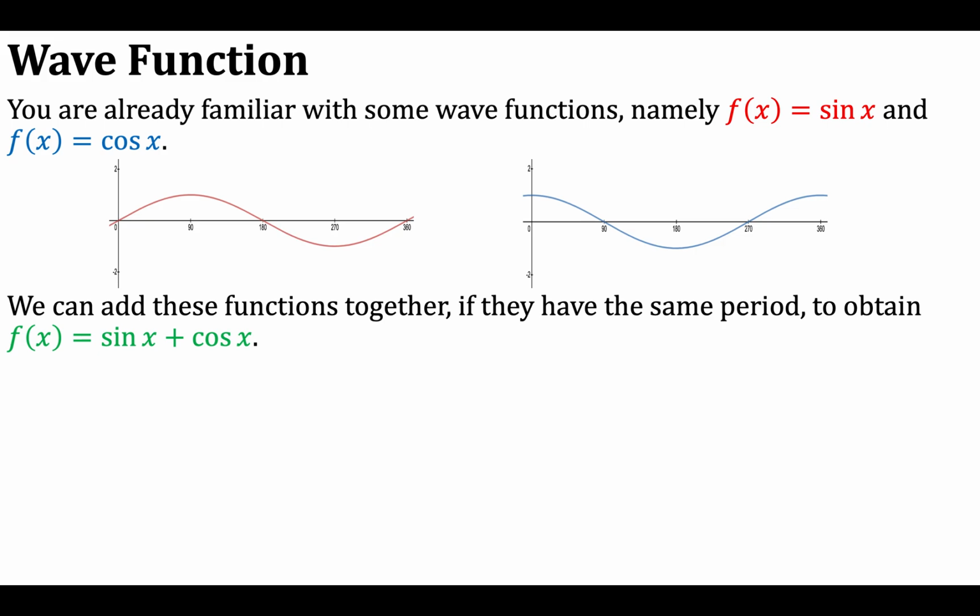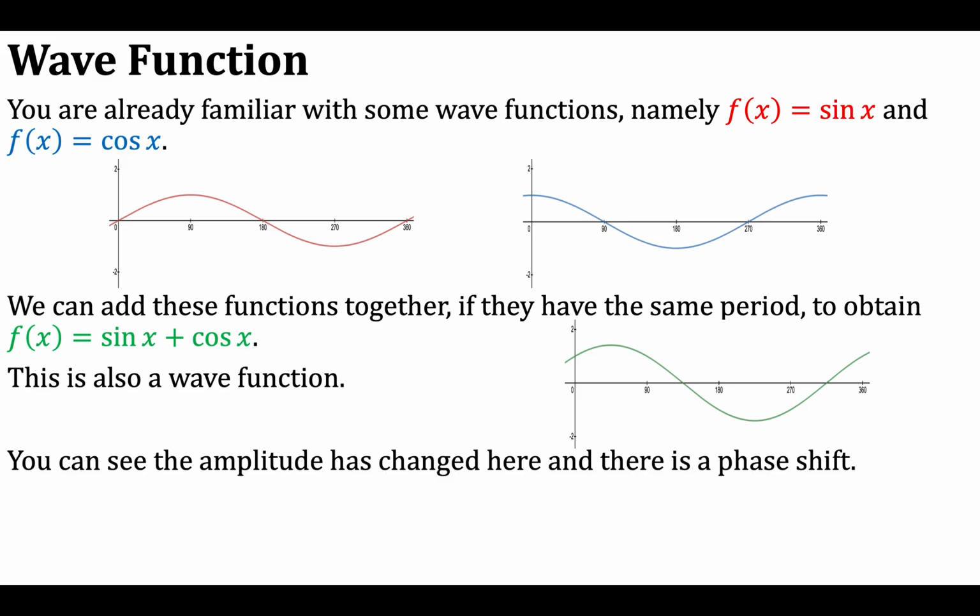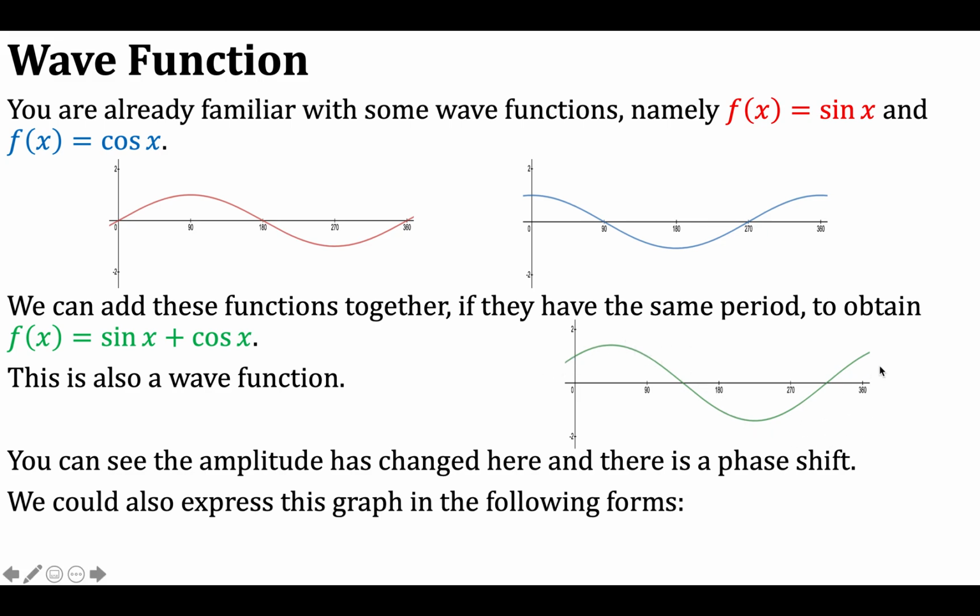But we could actually add these functions together if we wanted, if they had the same period, to obtain the function sin x plus cos x. And that would look something like this. This is also a wave function. And you can see here hopefully that the amplitude has changed from the two separate graphs of sin x and cos x. So the amplitude has changed, and you can also see that there's been a phase shift as well. And as a result of both of these, we can actually express this wave function here in the following forms.